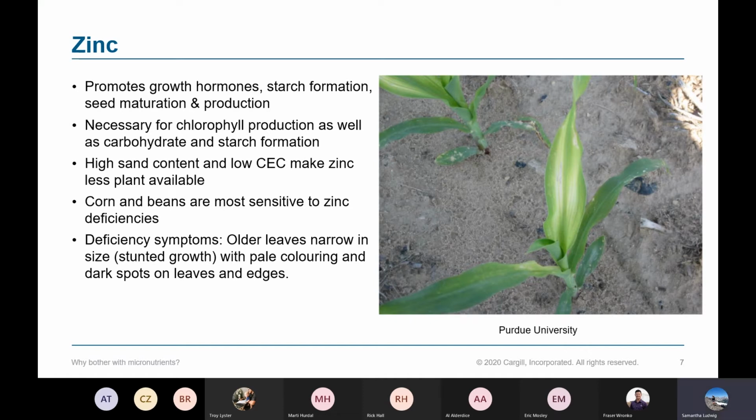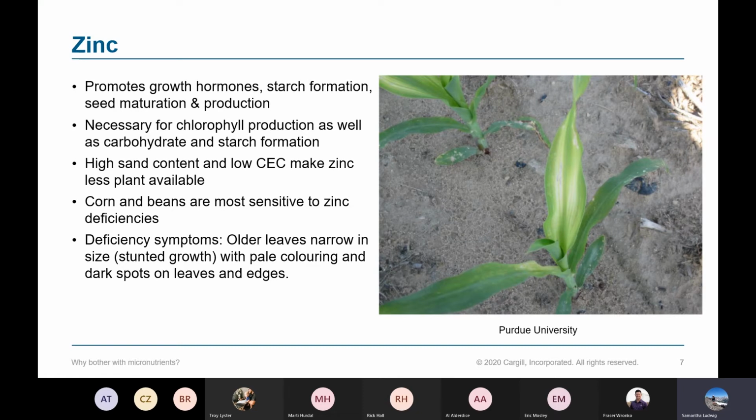Zinc deficiencies are more often seen in soils that have a high sand content and low cation exchange capacity. And it just means that the zinc is less available for the plants to uptake. Corn and beans are the most sensitive to zinc deficiencies, so it's not widely seen across all crops, not as evident as with corn and beans.